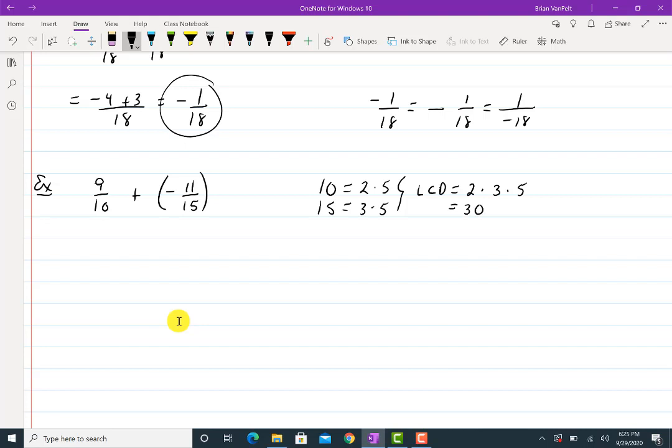So what we want to do is I want a 30 in the denominator for each of these. So this is the way I typically do these problems. Start with the first fraction. What did I multiply 10 by in order to give me 30? I had to multiply it by 3. So I also multiply 9 by 3. Similarly, to make 15 into a 30, I had to multiply by 2. That means I had to multiply negative 11 by 2.